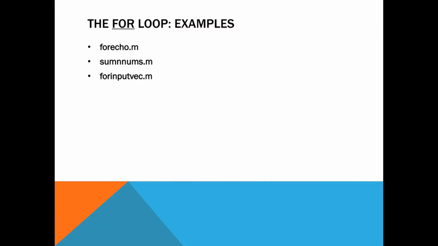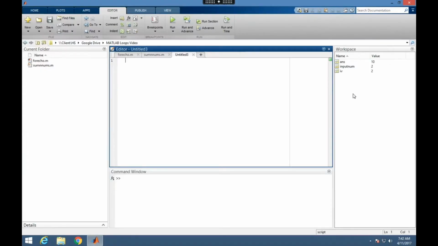This is also going to be written as a function. Let's start a new file. Function numvec is equal to for input vec of n, and the function for input vec returns a vector of length n. Again, this is another example from the Attaway textbook. It prompts the user and puts n numbers into a vector, and the format of the call is for input vec of n.